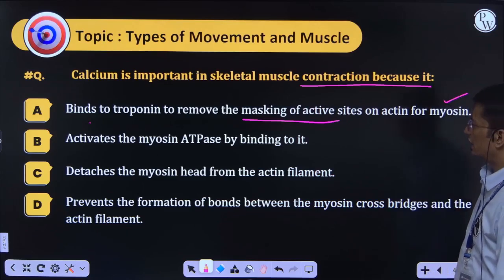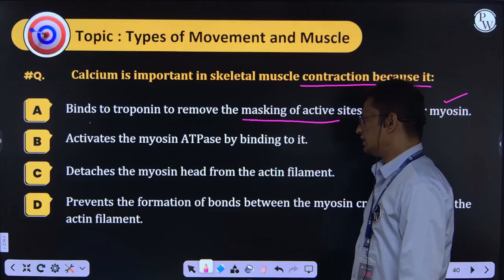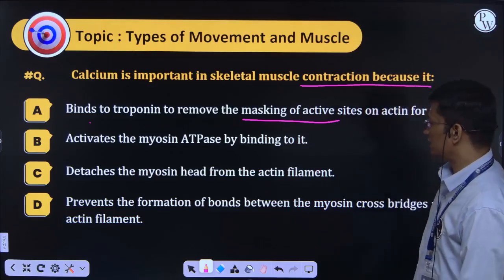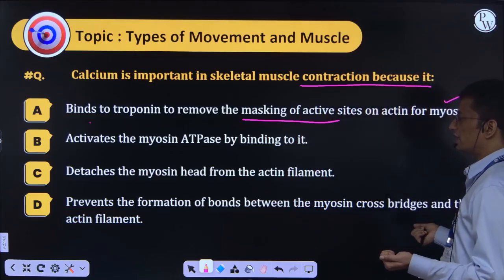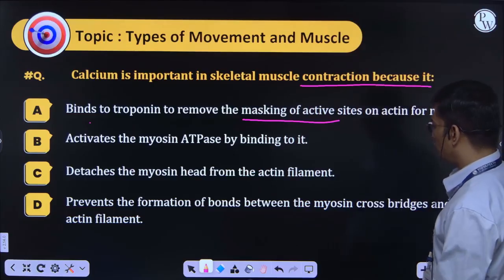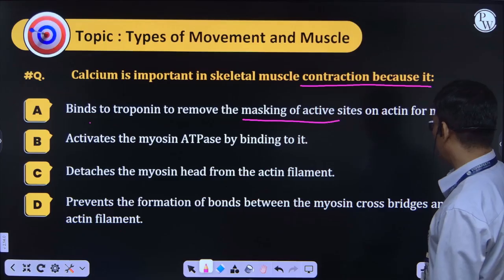Activates myosin ATPase, not correct. Detaches the myosin head from the actin: for the cross bridge breaking, ATP is required. Prevent the formation of bonds between the myosin, that's also not correct.